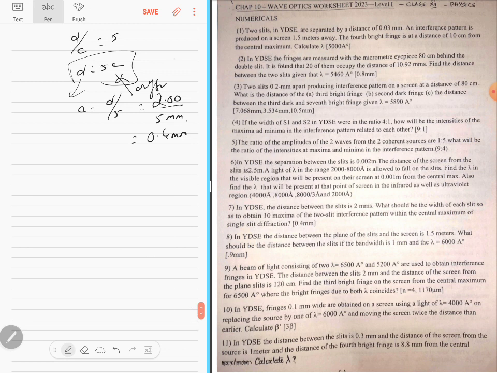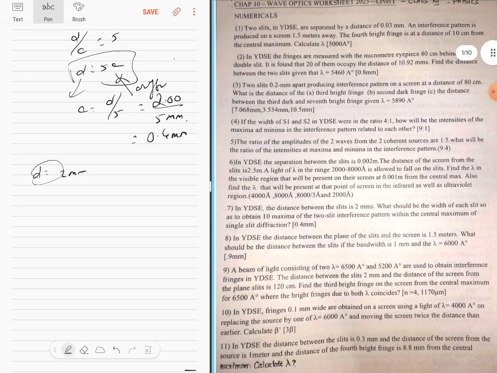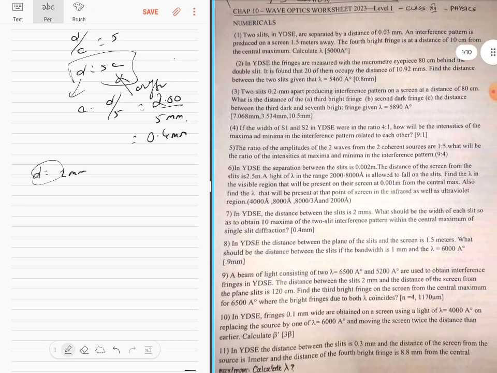Let's try to understand this question again. The distance between slits, small d, has been given in a Young's double slit experiment. What would be the width of the slit so as to obtain 10 maximas of the two slit interference pattern within the central maxima of single slit diffraction? What question is this? I don't understand.